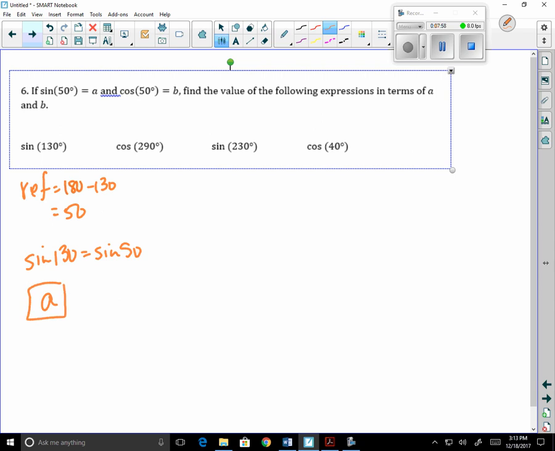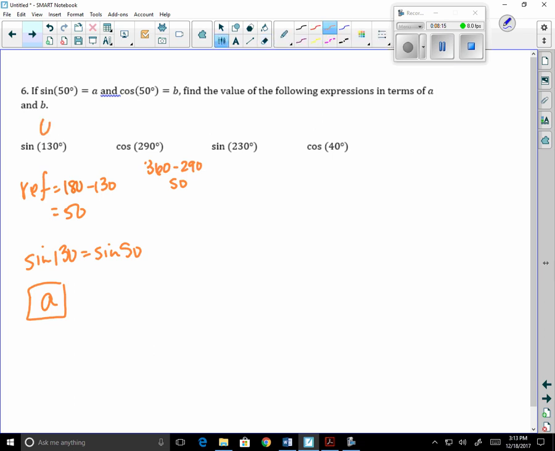290. 290 is in quadrant 4, so I would do 360 minus 290, which gives me 50. So this is going to be the cosine of 50, but 290 is in quadrant 4. Because I'm in quadrant 4, I know that cosine is positive, so these are going to be the same. So this one's going to be just B. 230, that's in quadrant 3. So 230 has a reference angle of 50 also. So this is going to be negative sine of 50. It's negative because you're in quadrant 3, so this is negative A.